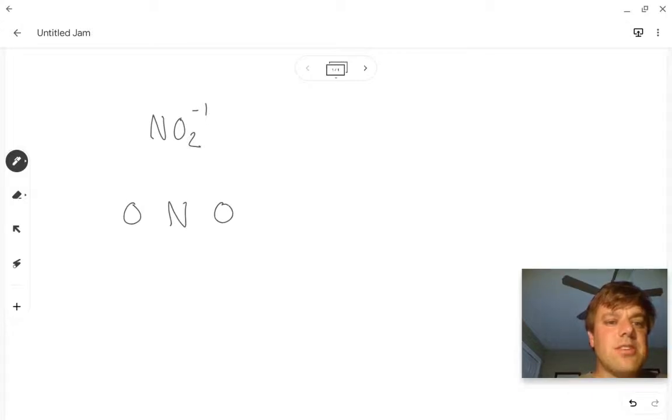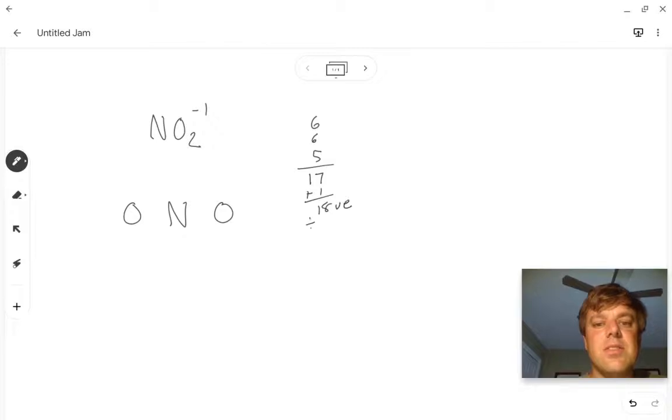We've got 6 electrons on each of our oxygens, 5 for the nitrogen. That's 6 plus 6 plus 5, which adds up to 17. Then we also have that extra electron for the -1 charge. That gives us 18 valence electrons, or 9 pairs. So we go 1, 2, 3, 4, 5, 6, 7, 8, and 9.